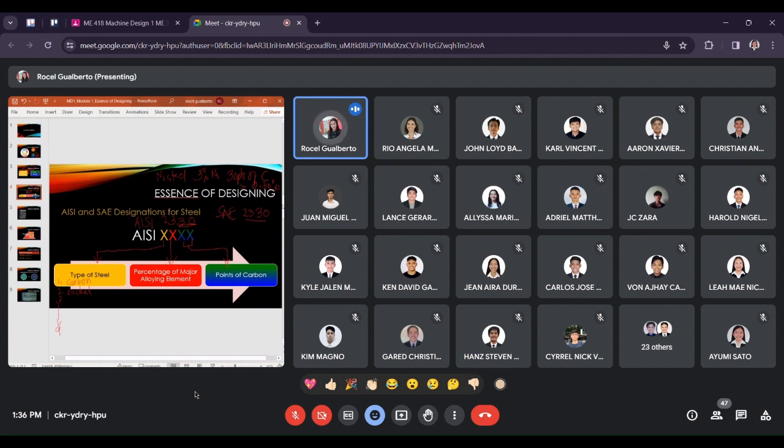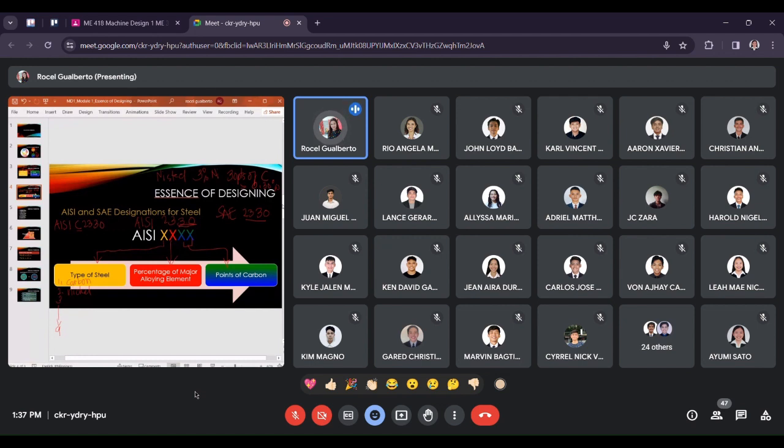The only difference between these two is that for AISI, we add suffixes or prefixes. When we say suffix, the letter or group of letters is added after the number. A prefix, on the other hand, is added before the number. For example, AISI C2330. So, this is the prefix. A letter is added before the number.